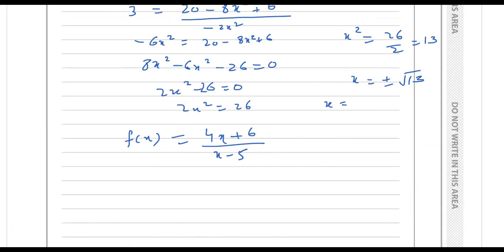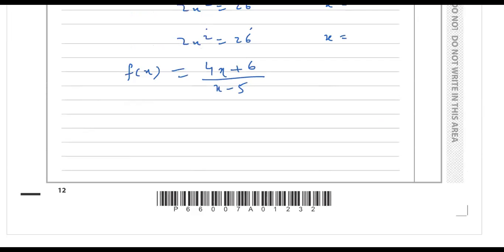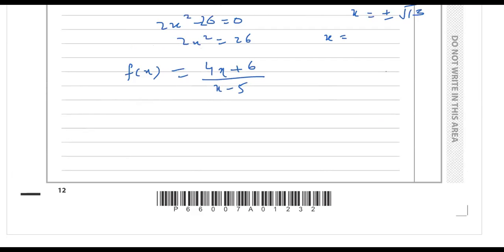To find the inverse function of this one, if you remember the general rule that we discussed while we were doing the topics: whenever you have to find the inverse of any function, put the given function equal to y, and from there x will be equal to f inverse of y. So use that one here. In this place write y equal to 4x plus 6 over x minus 5.